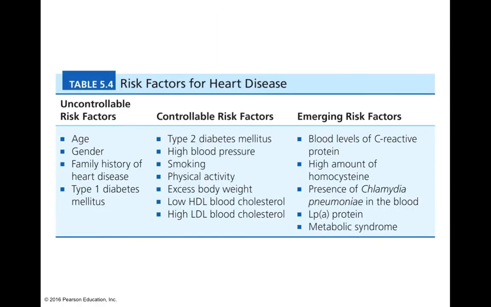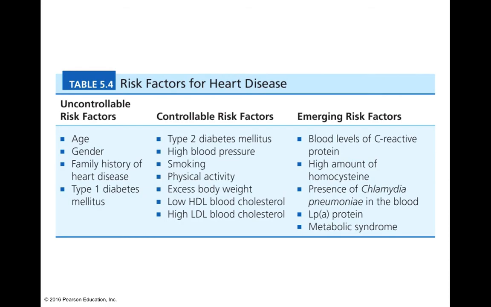Now, there are several risk factors for heart disease, some of which are completely uncontrollable, some are controllable, and some we don't quite know yet exactly how they play a role. Some of the uncontrollable risk factors are your age, your gender, your family history, and whether or not you have diabetes, such as type 1 diabetes. Controllable risk factors include type 2 diabetes, which is later adult onset diabetes, and also high blood pressure, smoking, physical activity, excess body weight, and your cholesterol levels. All of these are things you're able to control through diet and exercise, right?